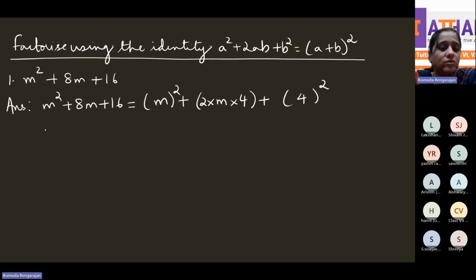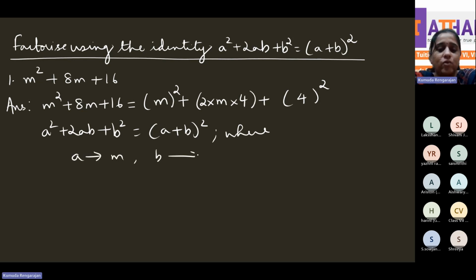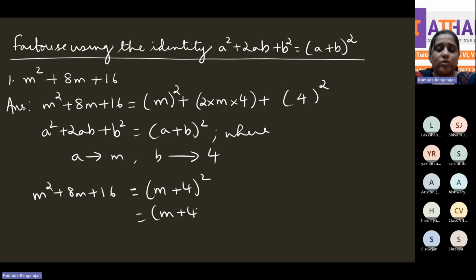So this is in the form a square plus 2ab plus b square, which is a plus b the whole square, where a is m and b is 4. So the answer is m plus 4 the whole square. That is, m square plus 8m plus 16 can be written as m plus 4 the whole square, which is nothing but m plus 4 into m plus 4.